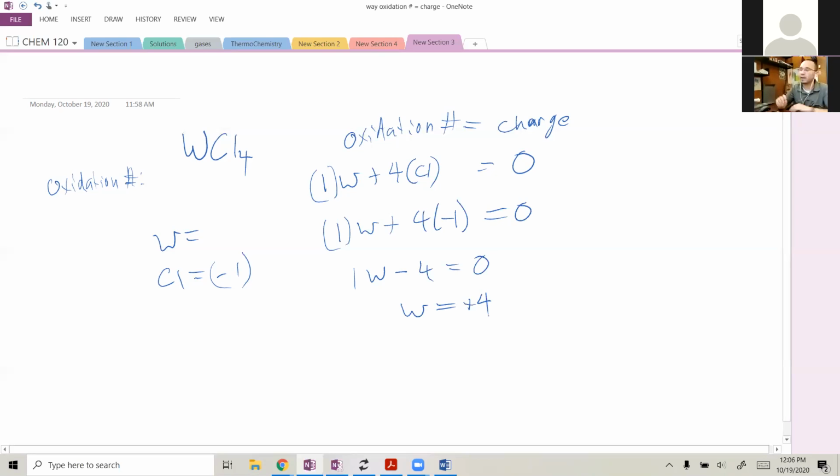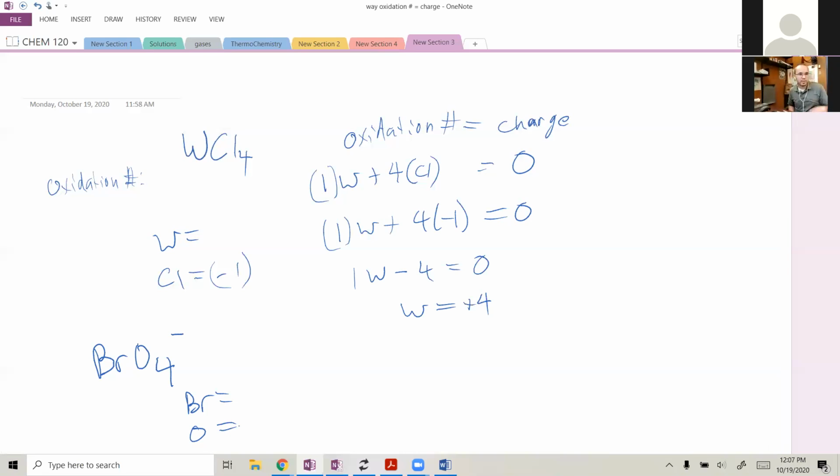Let's look at something like bromate, so BrO4 minus. And so we are looking for the oxidation number of bromine and oxygen. So I'm going to give you guys a moment, and then you can start to write in your answers. What should the oxidation number be for bromine? What should be the oxidation number for oxygen?